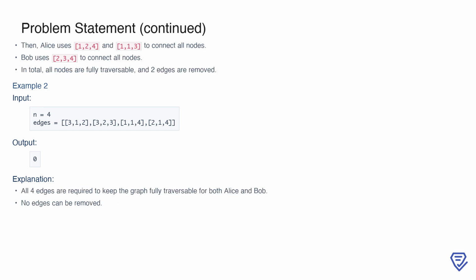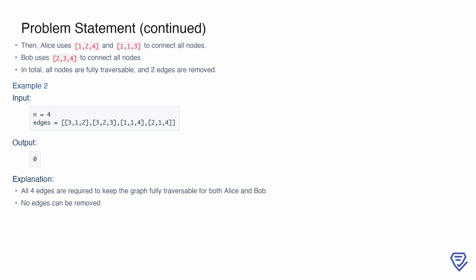Next, Alice uses her specific edges [1,2,4] and [1,1,3] to ensure that all nodes are reachable from any starting node. Meanwhile, Bob uses his exclusive edge [2,3,4] to fully connect the graph for his traversal. With this setup, all nodes are fully traversable for both Alice and Bob. Out of the 5 edges, only 3 are necessary to achieve this, meaning that 2 edges can be removed.